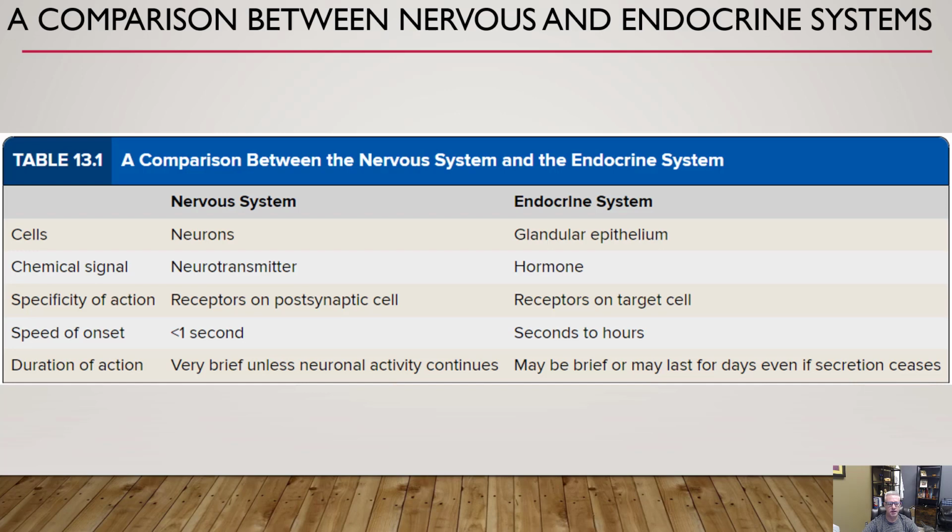While the slide says that the duration of action may be brief, or it may last for days, even if secretion ends, typically hormones only last a relatively short amount of time. Rarely do hormones take days to work. What this slide means by lasting for days, even if secretion ceases, is called half-life. You will need to know this comparison chart and how to interpret the differences between the nervous system and endocrine system.